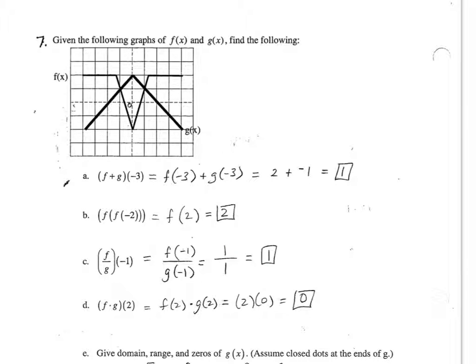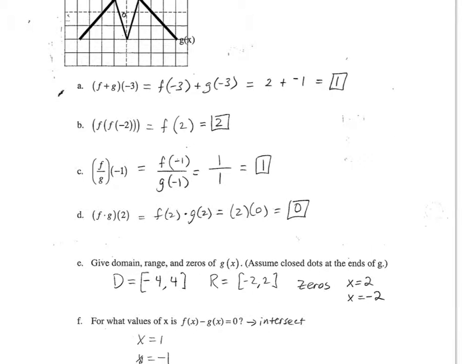Part D. To get f times g of 2, remember this little small dot is for multiplication. So I have to do f of 2 times g of 2. Likewise, reading the graph again, f of 2, counting 2 to the right, up 2, the y value is 2, multiplied by g of 2, 2 to the right, the value of g is 0 for the y value. 2 multiplied by 0 is 0.